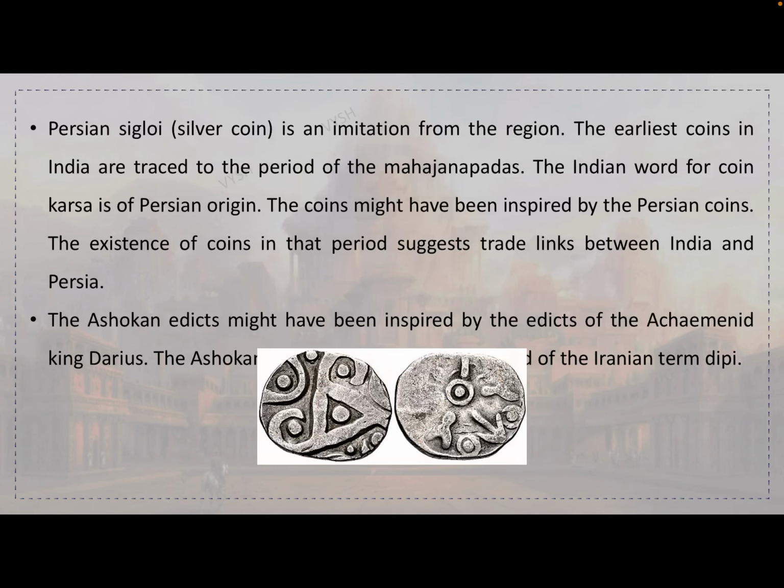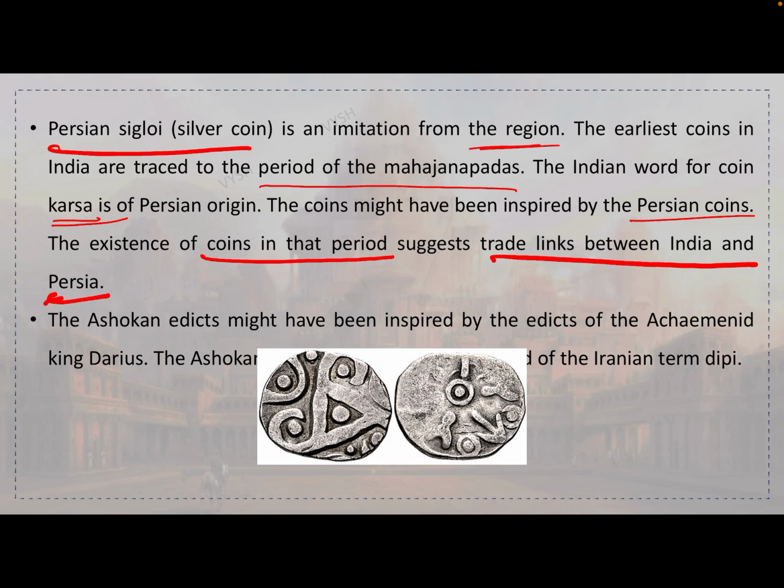The Persian siglos, a silver coin, was imitated in this region. The earliest coins in India are traced to the period of the Mahajanapadas. The Indian word for coin, karsha, is of Persian origin. The coin might have been inspired by the Persian coins. The existence of coins in that period suggests trade links between India and Persia.